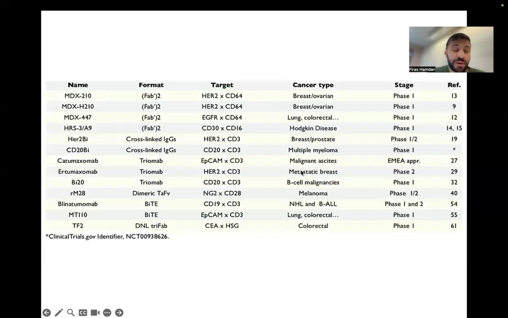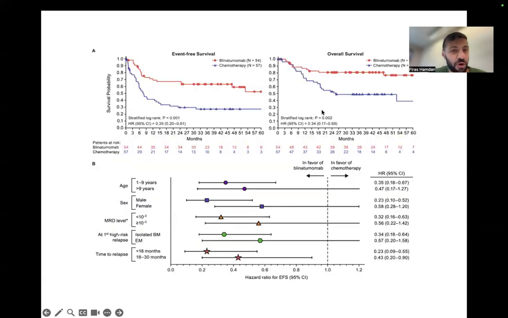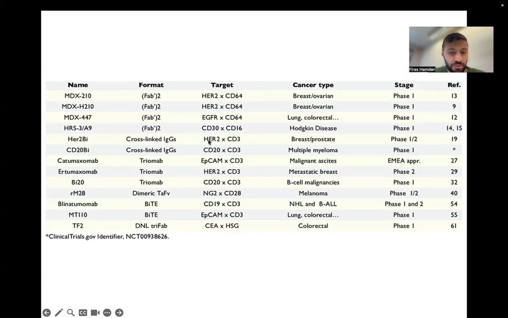And honestly, now they've been doing it for so many different types of cancers. The ones that we saw are mostly for lymphomas because they're CD19, so these are B cells. But these are used, for example, for HER2, which is found in breast cancer. EpCAM is found in ascites. You also have this in HER2 for metastatic breast cancer. You have again lung, which expresses EpCAM, and CEA, which is found in colorectal. So most of these are coming for CD3.